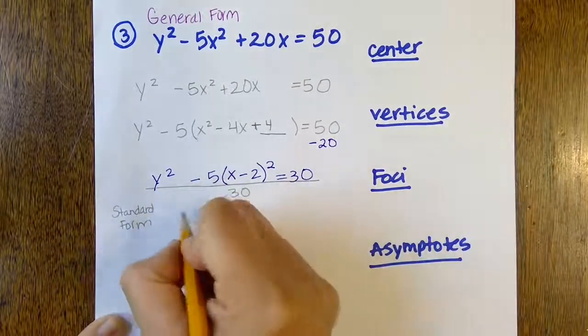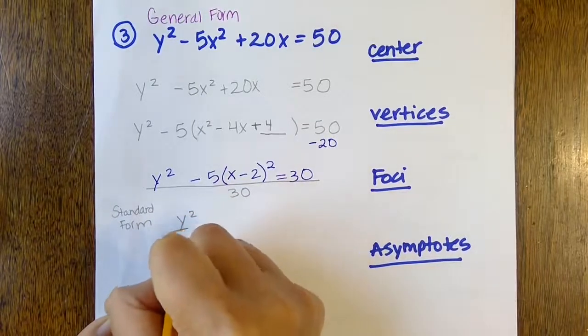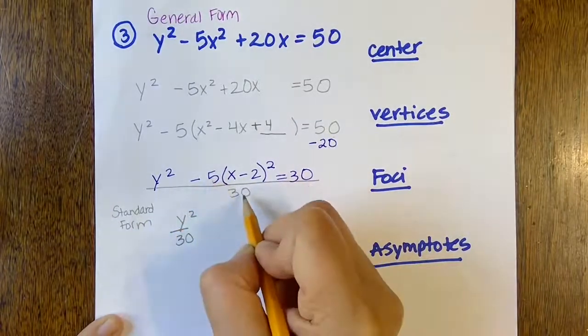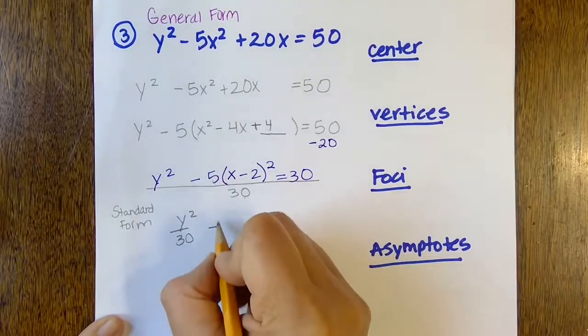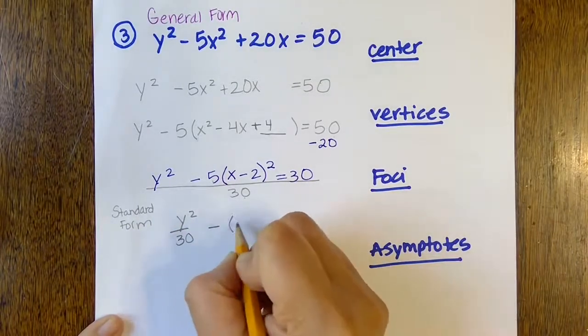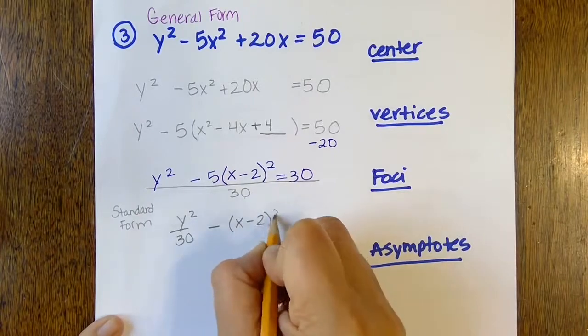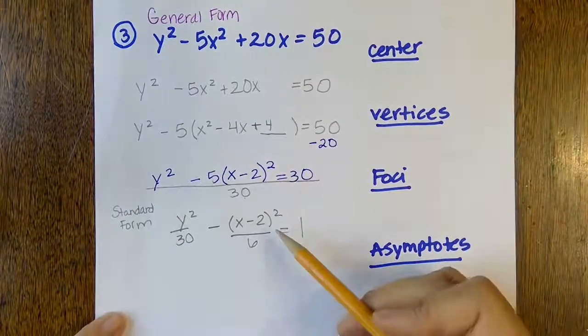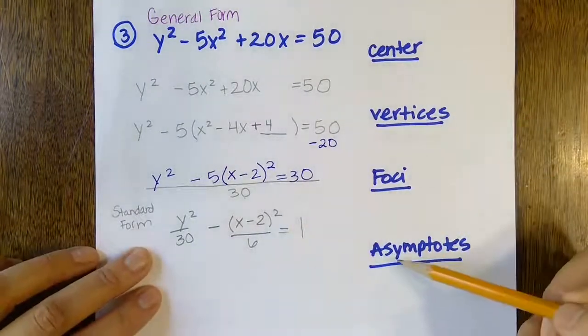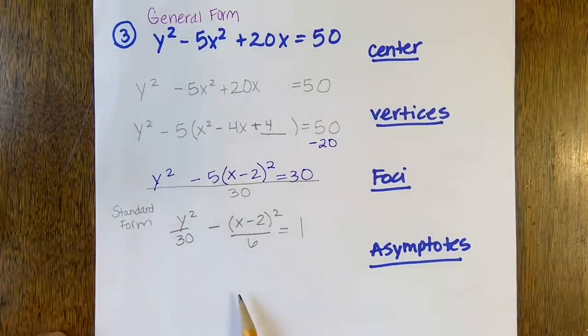So now standard form is -5 goes into 30 six times. You keep the minus sign because that makes it a hyperbola. If it was a plus, it would be an ellipse. And equal to 1. All right, so now we have it in standard form. We're going to go ahead and find all of this information.